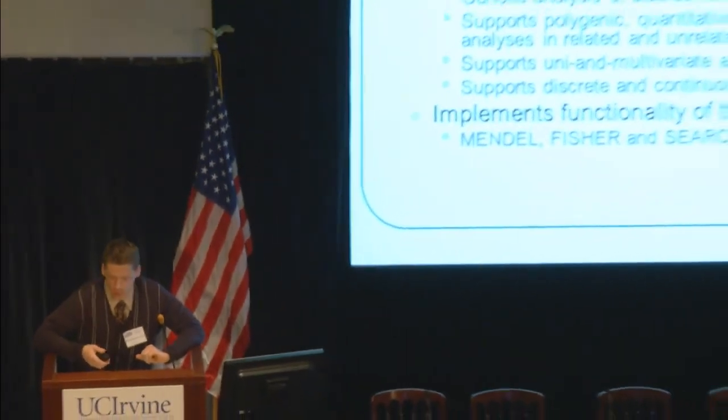So SOLAR-Eclipse is an extension of the SOLAR package for imaging genetic research. It's developed for multi-platform use, so we support PC, Mac, and Linux, and we can analyze both discrete and continuous traits, and there is a wealth of genetic methodology that's incorporated into the package already. So we have polygenic, quantitative trait, and GWAS analysis. And more importantly, this can be done in both related and unrelated individuals. And as we'll show you later on, you can actually combine related and unrelated individuals to boost the power. And it implements functionality of three standard genetic tools, including MENDEL, FISHER, and SEARCH.